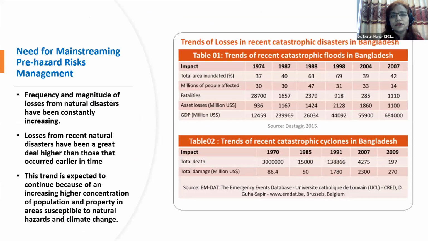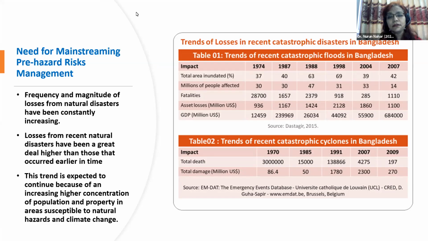Yes, so as I said, the disasters did cause a lot of loss of lives and damage. This table shows the very catastrophic disasters, the floods and cyclones, that you can get from the emergency event database. It's all published regularly. So here is up to 2009.